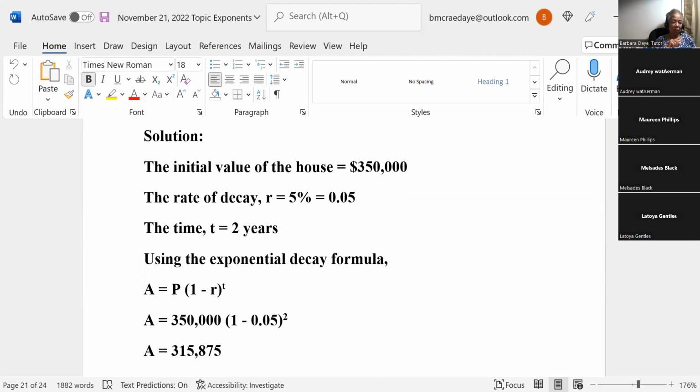That's the value of that house now after 2 years. That was 350,000 when you bought it. Okay, and if that decay rate stays the same, it's going to be worth even less. Like this would be 1 minus 0.05, and if you say 4 years, subtract that, raise it to the 4th power, and find the new value after, say, 4 years. But remember, for decay, you're subtracting your rate from 1.